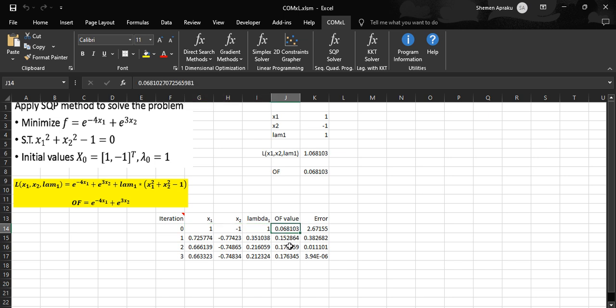When our x1, x2, lambda 1 were the initial values, our objective function was given as 0.68103. That is the same as when we reference it in the cells. And the error is 2.67155. And with this value, it's calculated for the second iteration. It went for the second iteration and had these values as x1, x2, and lambda 1, with objective function value of this.